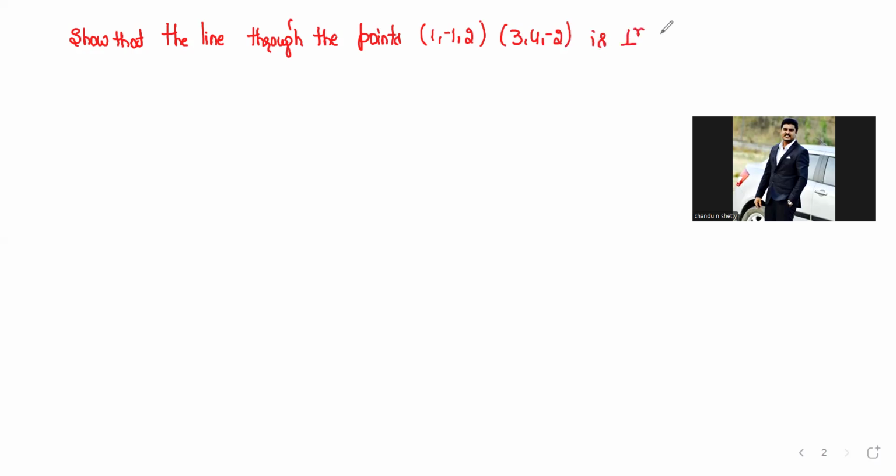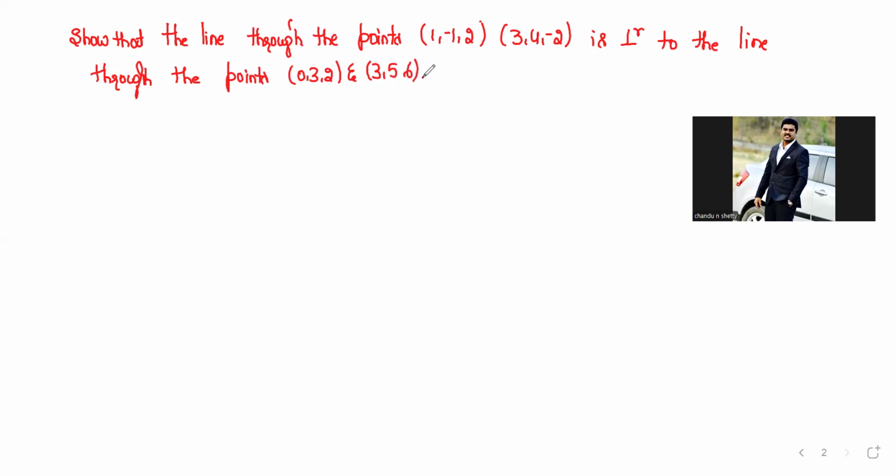Show that the line through the points (1, -1, 2) and (3, 4, -2) is perpendicular to the line through the points (0, 3, 2) and (3, 5, 6).